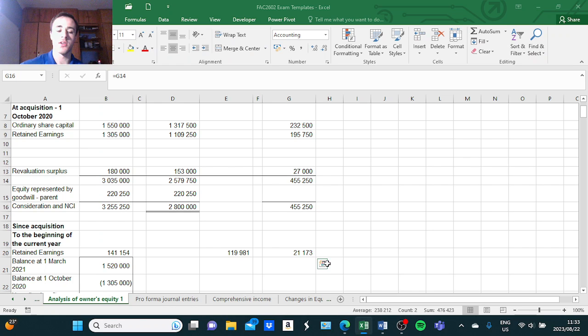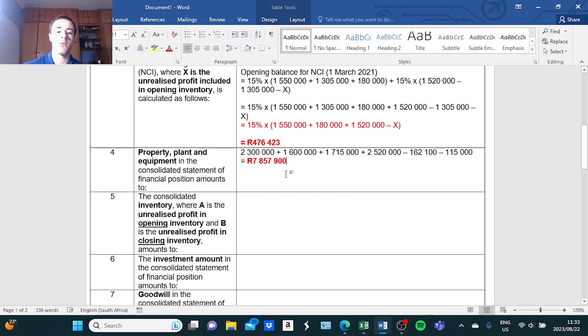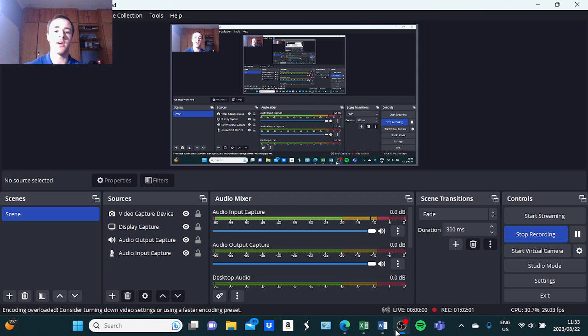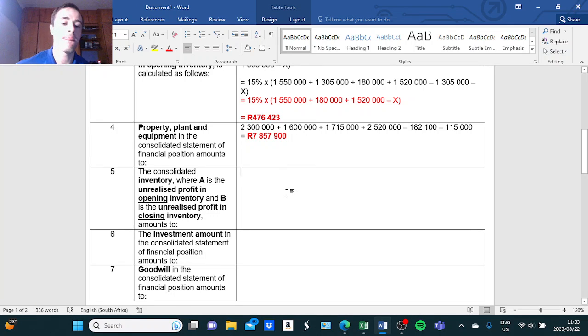So that will be the amount disclosed right here: property, plant and equipment, non-current assets, 7,857,900. Once again, there was not any intergroup sale that we needed to consider. But examples of such transactions are addressed in Learning Unit 7. So please revise Learning Unit 7 if you are unsure how to treat intergroup sales of PPE items. Very straightforward calculation. Let's go to question 5.